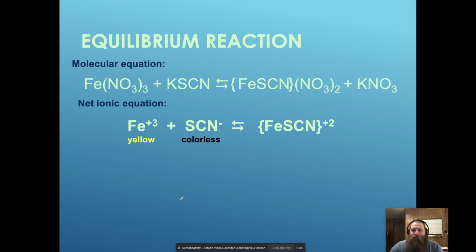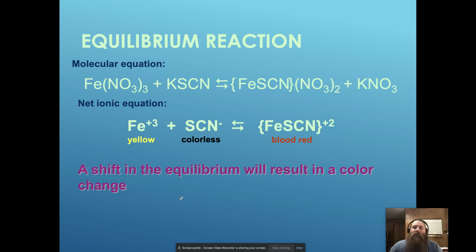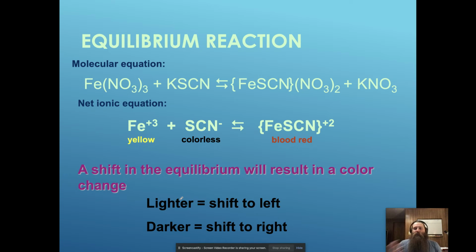Thiocyanate is colorless, and iron thiocyanate is a blood red color. So if we're doing this reaction and we can manage to change these four factors, then any shift in the equilibrium will result in a color change. If we get a lighter shift, from red to yellow, then we know we're shifting to the left. If we have a darker color change, more to the red, then we're getting a shift to the right, okay? So let's look at this equation.